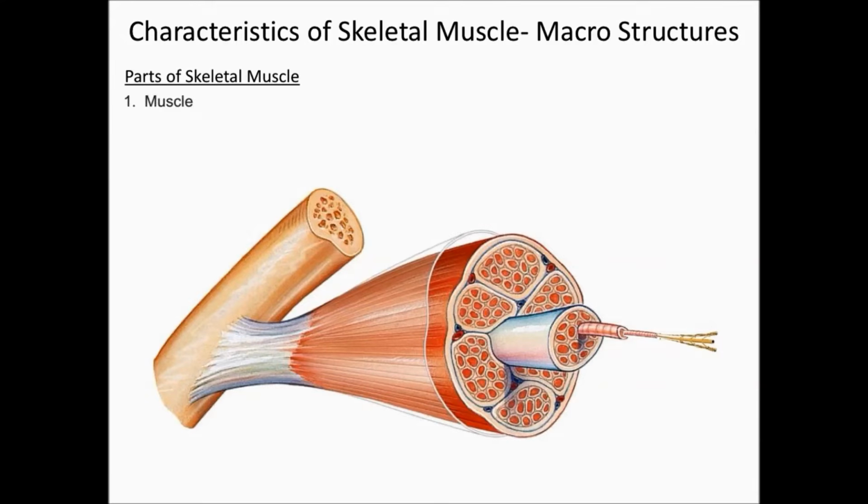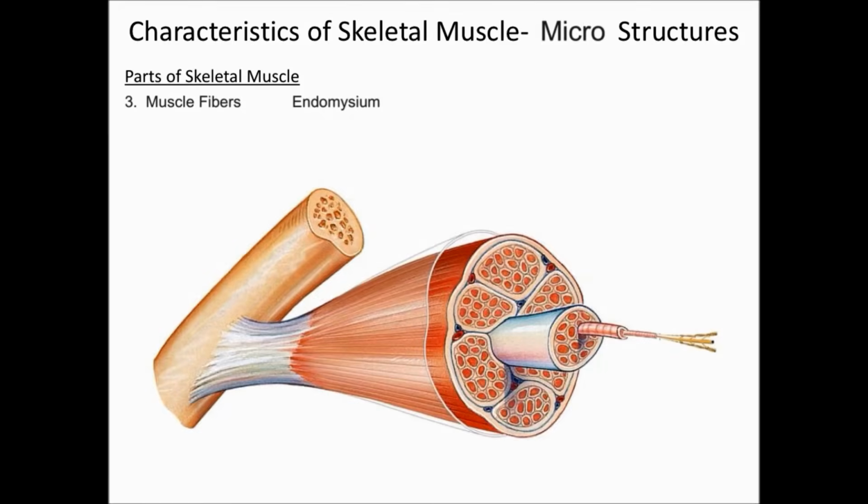The first structure is the muscle. A muscle consists of a bundle of fascicles, and fascicles consist of a bundle of muscle fibers. The dense fibrous connective tissue covering that surrounds the muscle is called the fascia or epimysium, and the connective tissue covering that covers the fascicles is called the perimysium. And lastly, the connective tissue covering that covers muscle fibers is called the endomysium.